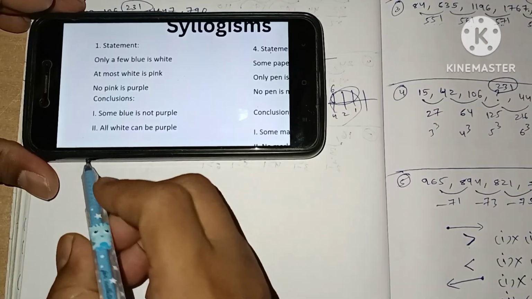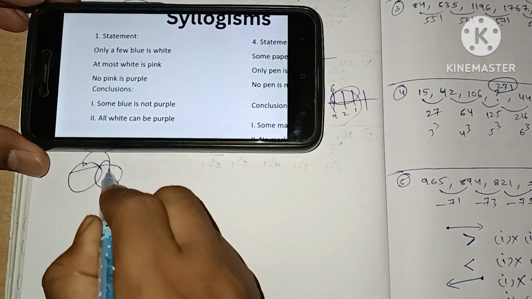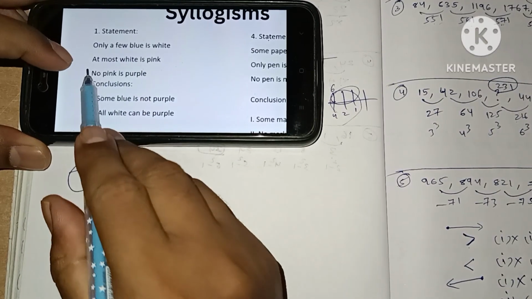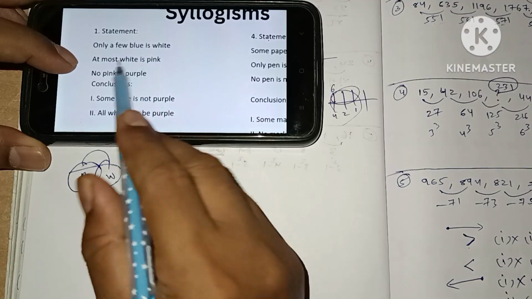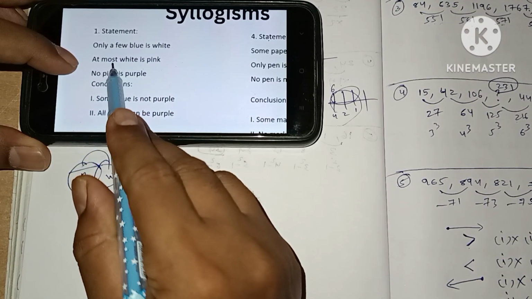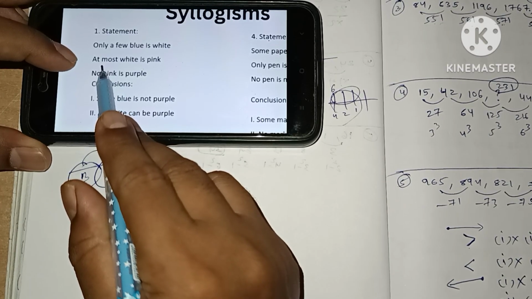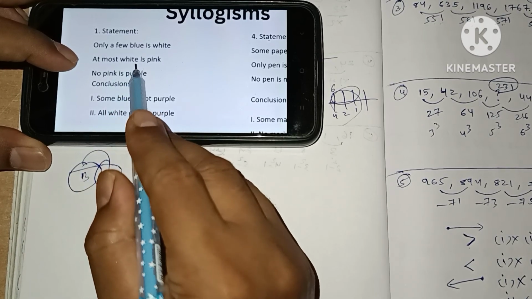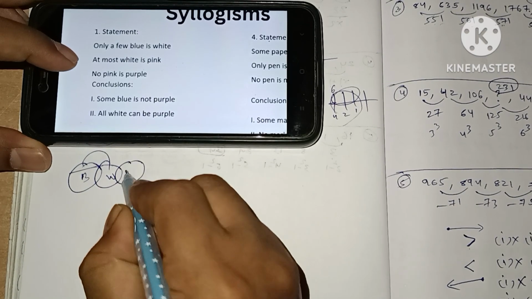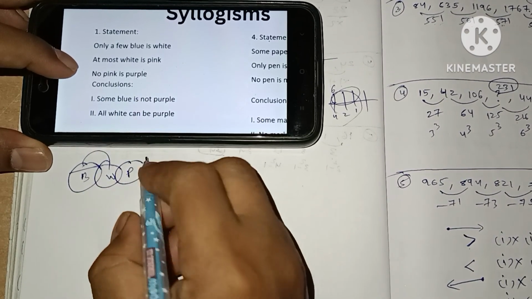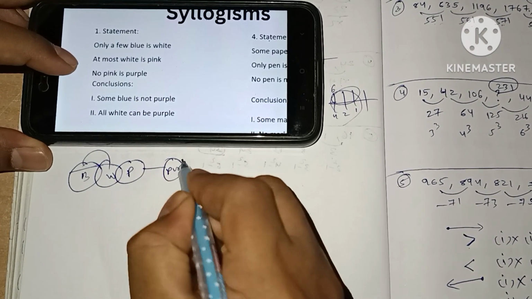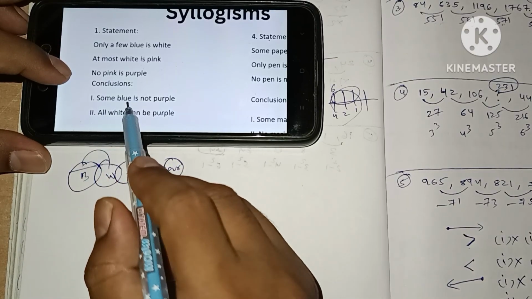Only a few blue is white. At most, white is pink. At most is nothing but a sum. At most, what actually means is maximum. It is saying about maximum but not full. So, at most white is pink means some white is pink. No pink is purple. Let's see conclusion. Some blue is not purple.